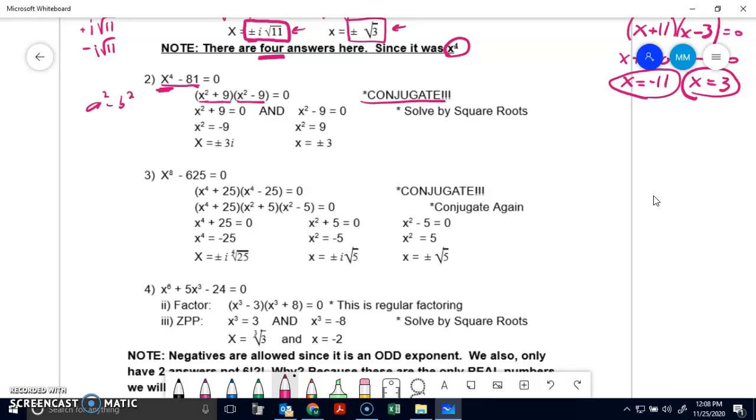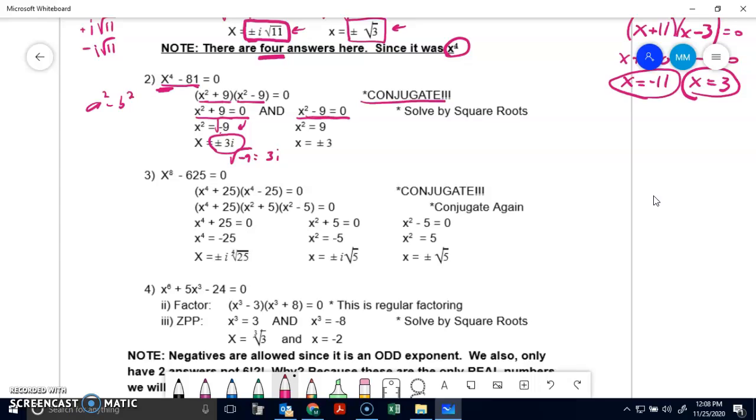Okay. So what I have then is x squared plus 9 gets set equal to 0. You have to solve these. And x squared minus 9 gets set equal to 0. When I solve this side, I would minus 9, then take the square root. Square root of negative 9, pop your i out, but the square root of 9 is 3. So it's plus or minus 3i.